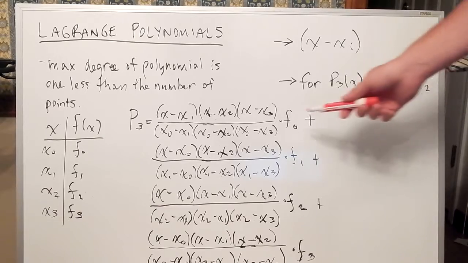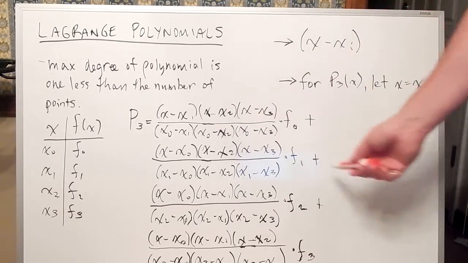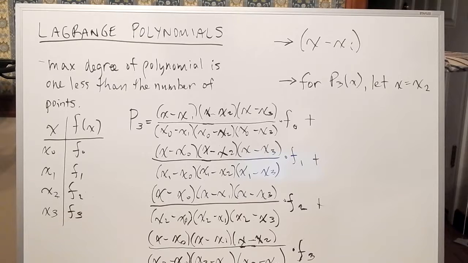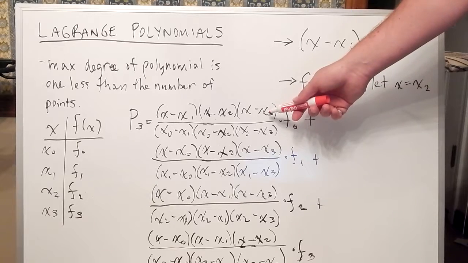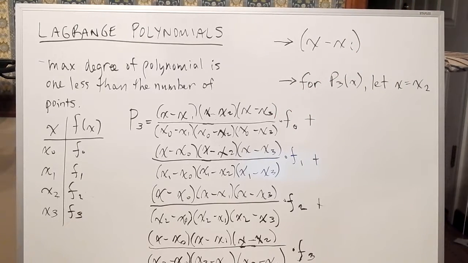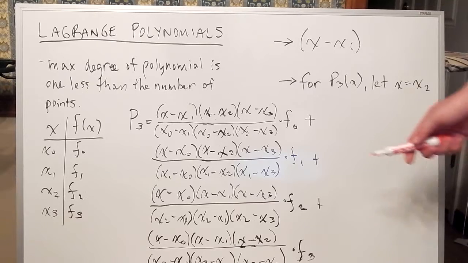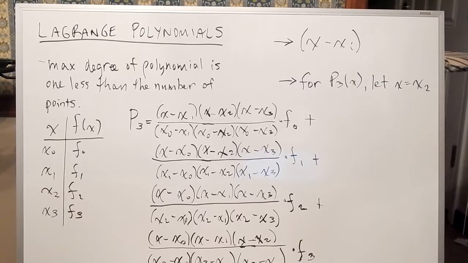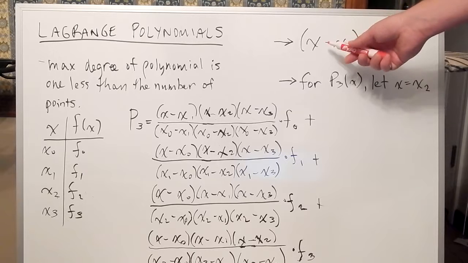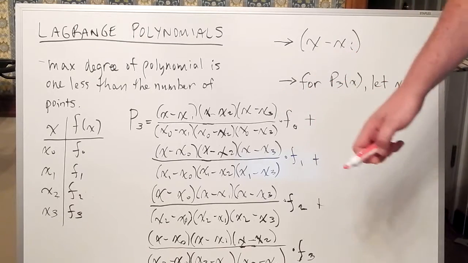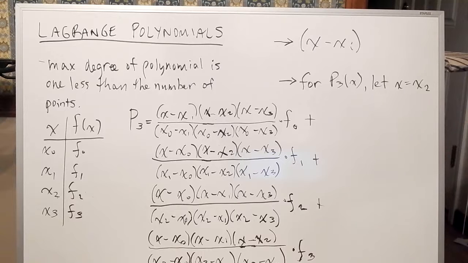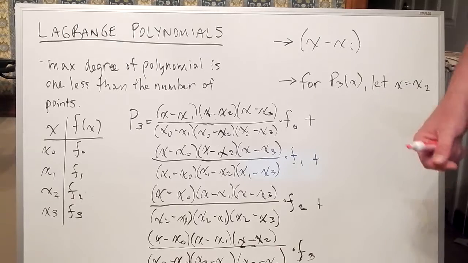Our third degree polynomial has 4 terms, and it breaks down like this. And each term here is a cubic, and the sum is cubic. And the pattern of each term is to form the numerator as a product of linear factors of the form x minus x sub i. So we omit one x sub i in each term, and the omitted value is used to form the denominator by replacing x in each of the numerator factors.